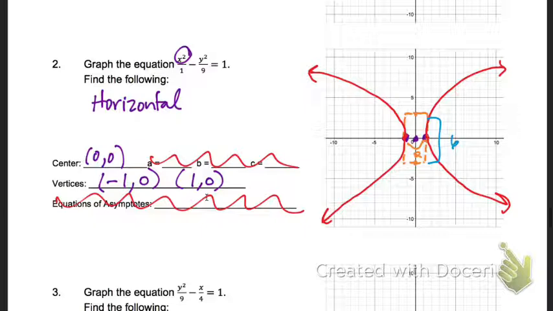Yes? So that it wouldn't be a vertical because isn't the bigger number on like... So that's the difference between a hyperbola and an ellipse, is now we don't look at bigger numbers, we look at what is written first. So the X is written first, therefore it is a horizontal. Okay?